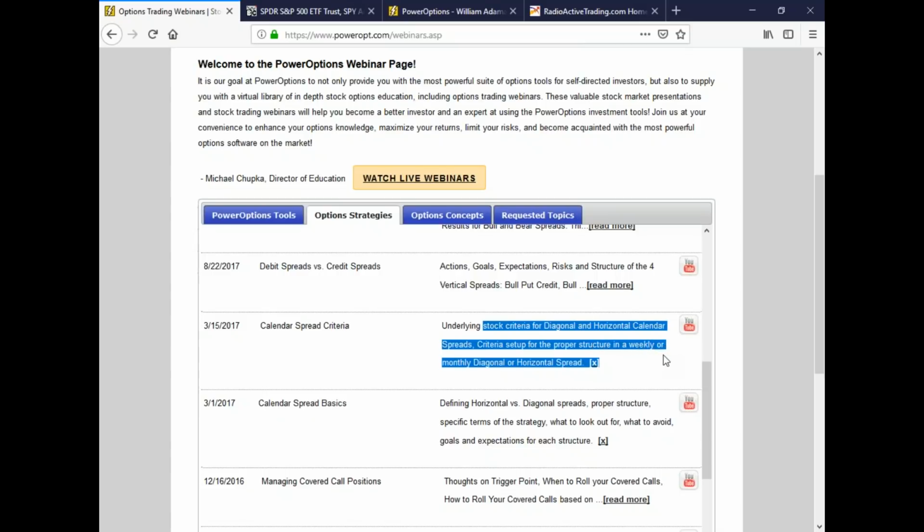And then, of course, here we have the follow-up webinar, calendar spread criteria, underlying stock criteria, set up for the proper structure using a weekly or the monthly. Now, what do I mean by weekly? I mean, if you're trying to sell week by week against a 4 or 5 months, or if you wanted to go with selling month by month and buying the leap as well.